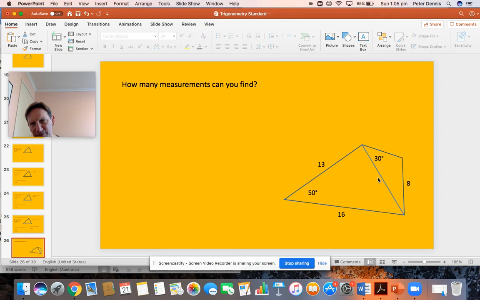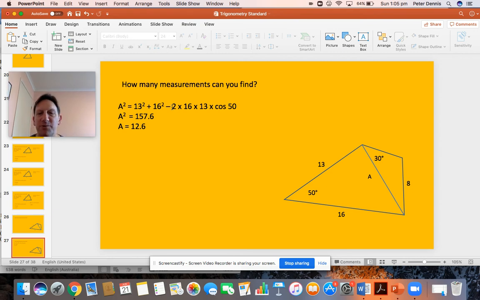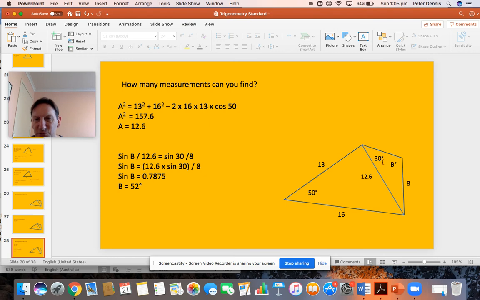We could probably find this using the cos rule. This squared equals 13 squared plus 16 squared. Yeah, we're going to find A, and it's the cos rule: 13 squared plus 16 squared minus 2 times 13 times 16 times cos 50. So we get A equals 12.6. Once we put that 12.6 in, now we could probably go over to this triangle.